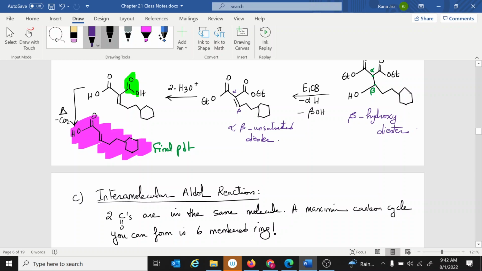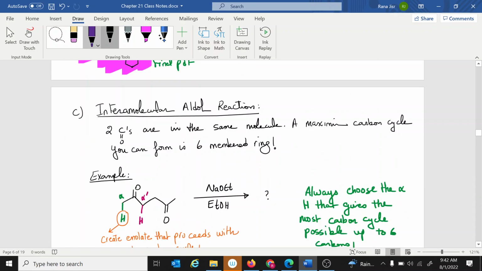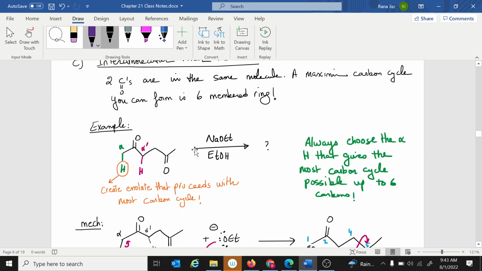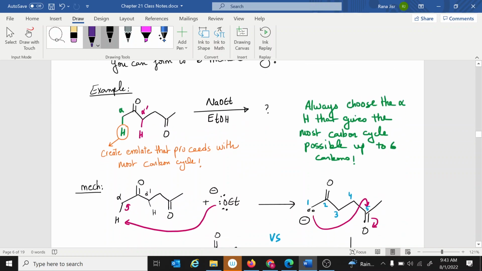Okay? We're still in the aldol condensation, but we can have two aldehydes in the same molecule. Aldol reactions, you have your aldehydes or ketones in the same molecule. So I do have two carbonyls in there, okay? In the same molecule, still the same reagents, base, and presence of a solvent. Now, here's the thing.